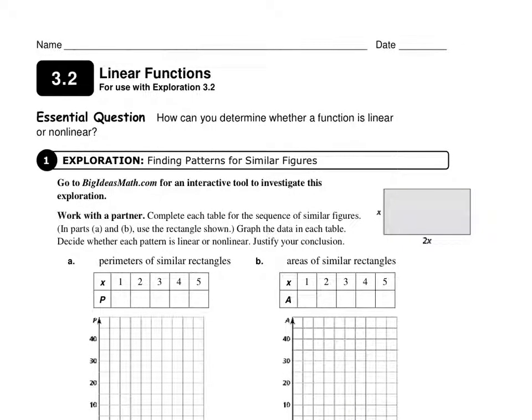In this lesson, we're going to take a look at linear functions and learn what it means to be linear or nonlinear, and how we can decide if a function is linear. Well, first we've got to decide what the word linear means.